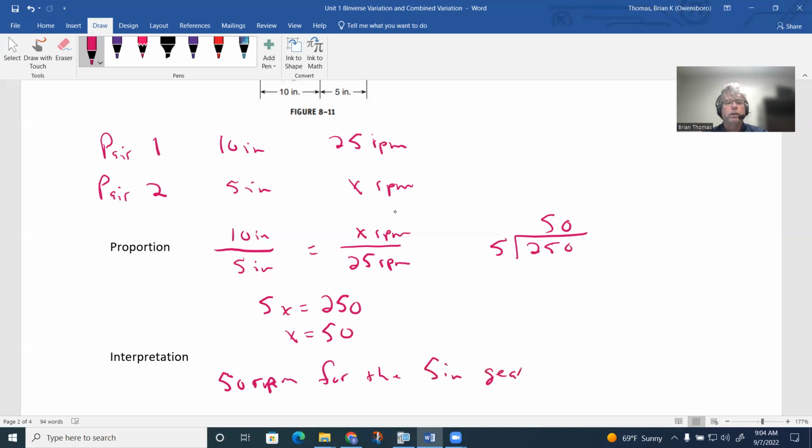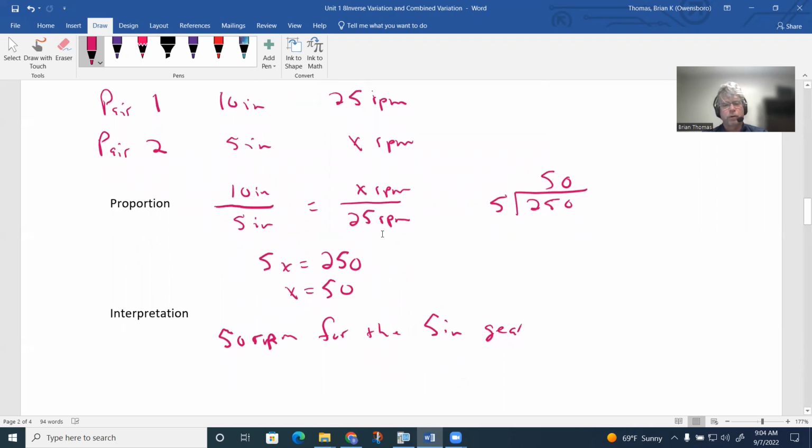Notice again, the smaller gear is half the size of the bigger gear, so it should go twice as fast. If the bigger gear is going 25, the smaller gear should be going twice as fast, so it should be going 50 RPMs. That kind of makes sense as well, since they have a relationship of being twice the size of each other, the speeds should be in that relationship as well.